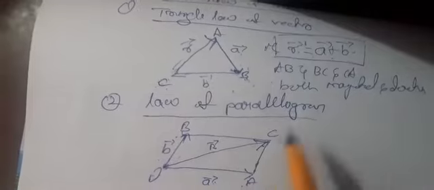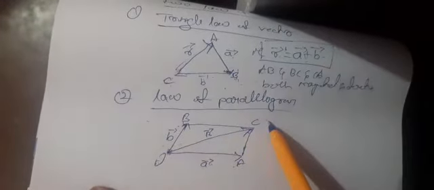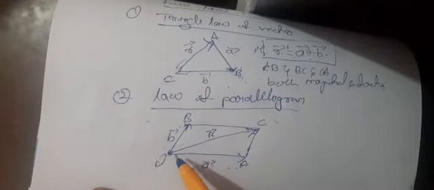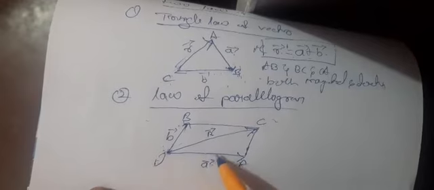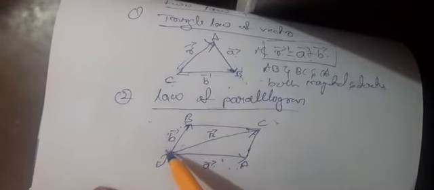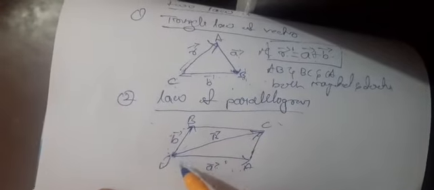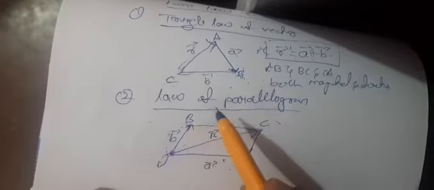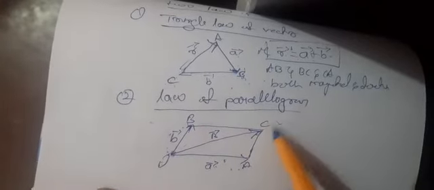That is the explanation. What is the statement? According to the law of parallelogram, if two vectors are acting at a point in equilibrium, they are represented by both magnitude and direction, and the resultant line is also represented by both magnitude and direction in the parallelogram. That is the statement of the law of parallelogram.